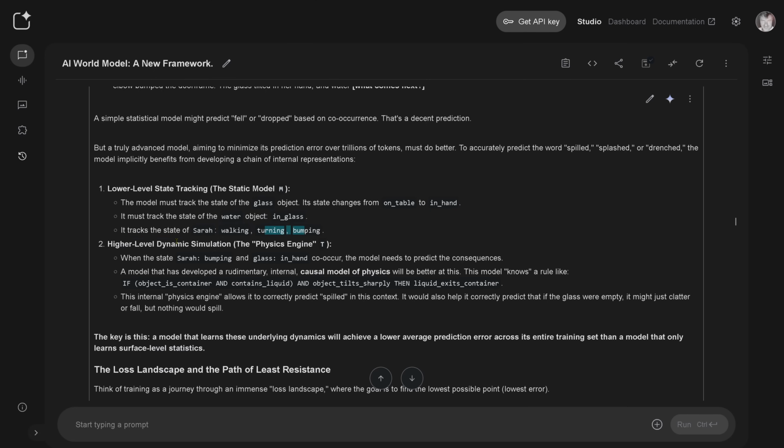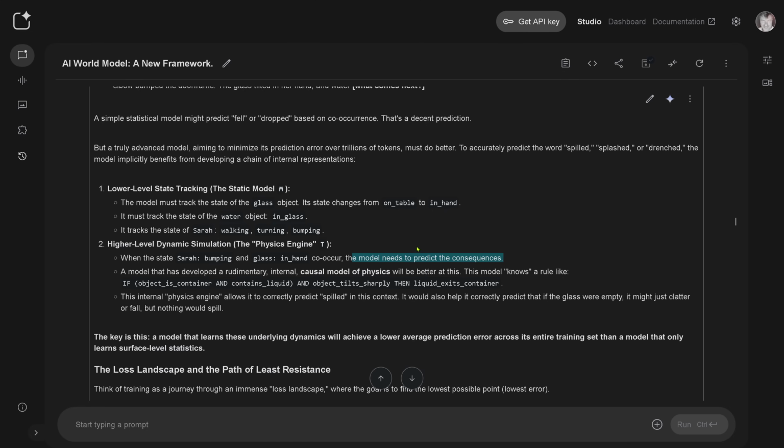Then we have the higher level dynamic simulation. What AI calls the physics engine, but it is not a physics engine, but we'll talk about this later. No? So when the state Sarah, bumping, and the condition glass in the hand occurs, the model now, the AI, needs now to predict the consequences. And now the point is, how does it know the consequences? It has not a physical engine inside. It just has its parametric knowledge inside. No? So what is happening now?